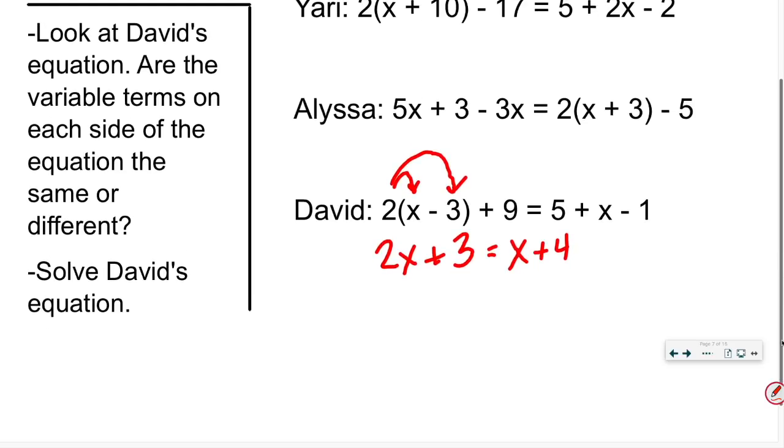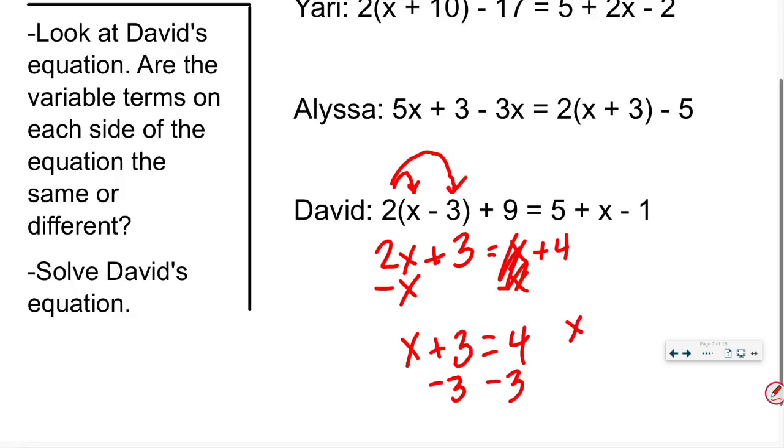Are the variables the same on both sides? No. Are the constants the same on both sides? No. Solve it. What would I do to solve? Subtract x. Okay, I can take x away from this side. So I have x plus 3 equals 4. Now what? Now I can take 3 away. So x equals 1.